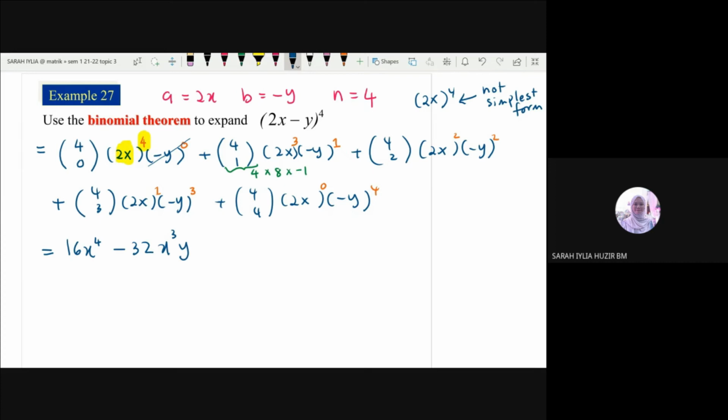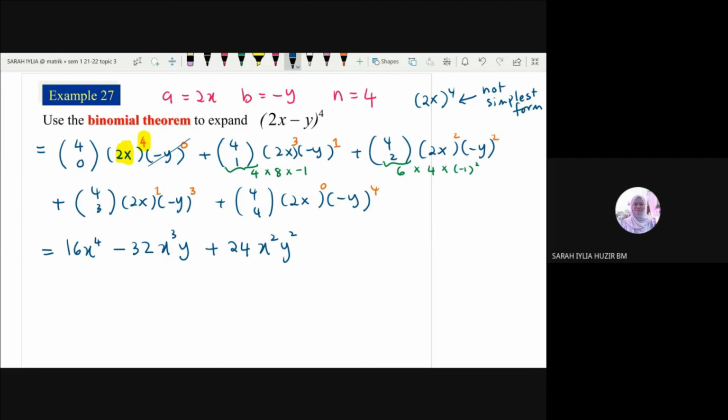Okay, kita pergi seterusnya. 4C2. 4C2 is 6. And then kita ada 2 squared. So kita kena darabkan dengan 4. And then we have negative 1 squared. Sebab ada negative Y ni. Negative 1 squared. Dia 1 lah kat situ. Tak ada masalah. So, from there, simplify, kita akan dapat plus 24. Jangan lupa variable dia, x squared, y squared.